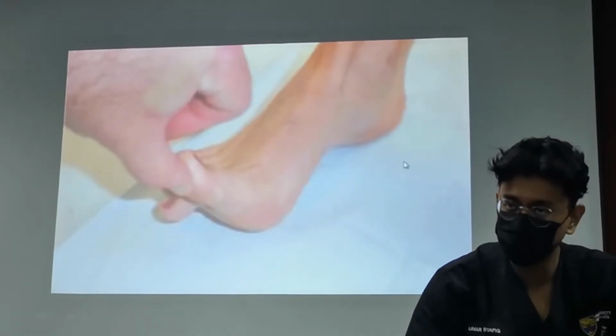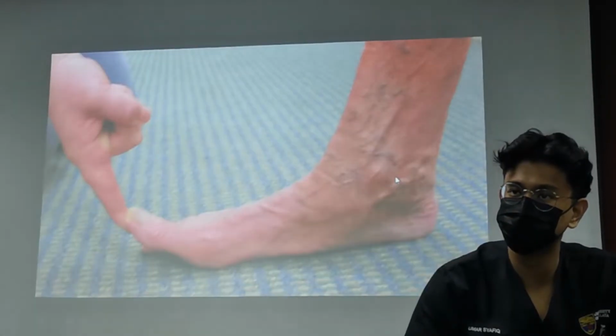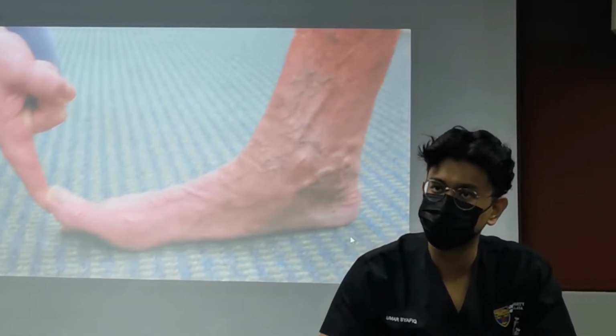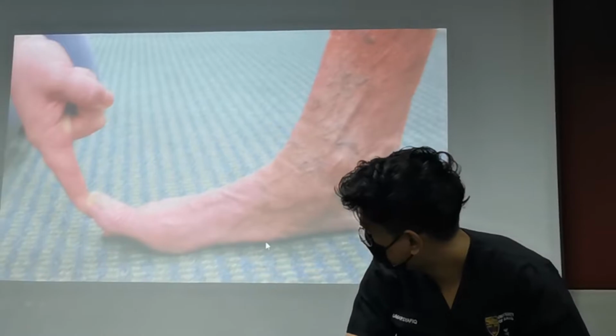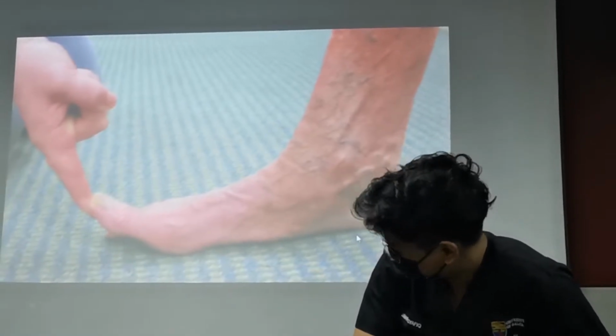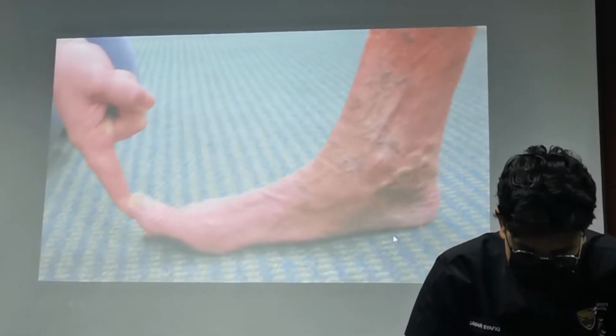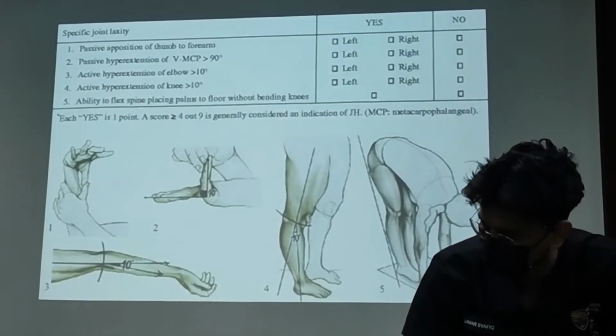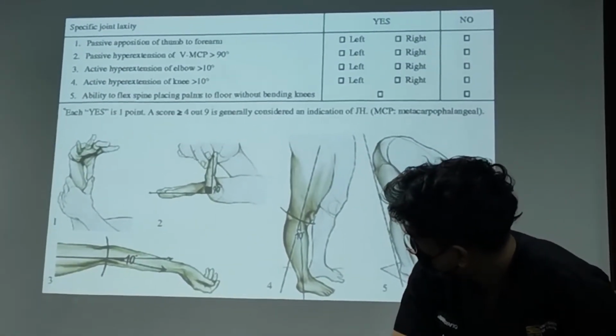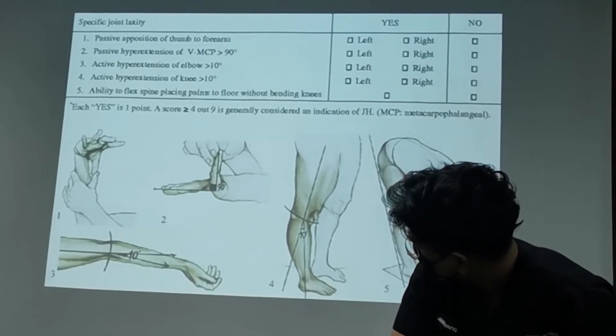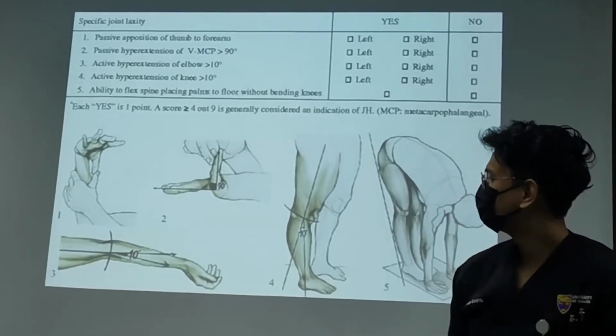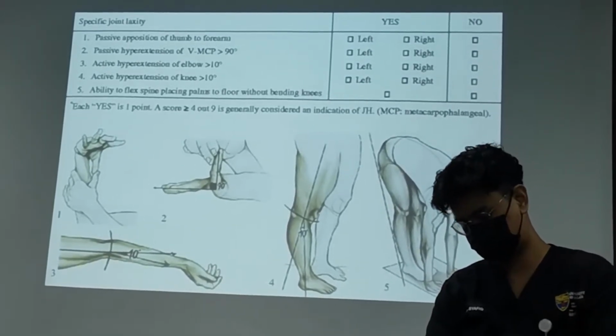Okay. So if it's a rigid type, the arch doesn't come back. Okay. And if you have a patient with flat feet, you want to see whether the patient has hyperlaxity associated. Have you all heard of this before?